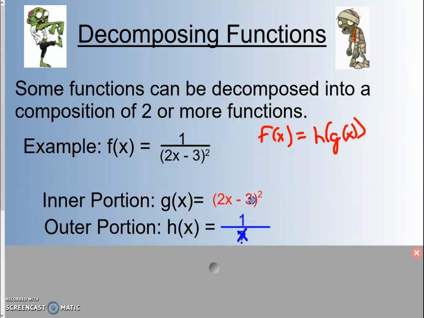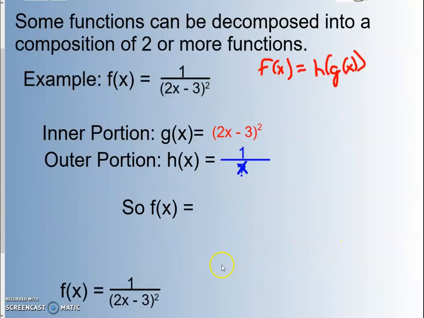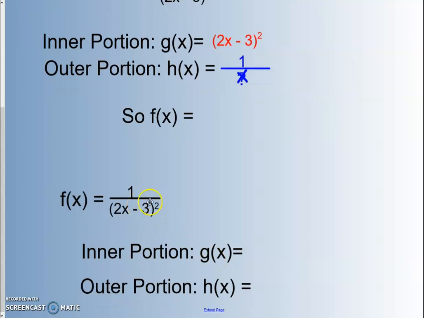Now, that's the first way I did this, but you don't have to do it that way. We could break this thing apart in a different way. Like down here, here's an f of x, same thing. But this time we can make g of x just 2x minus 3. We can make the inner portion just a linear function. And if that's what we made g of x, h of x would have to be 1 over x squared.